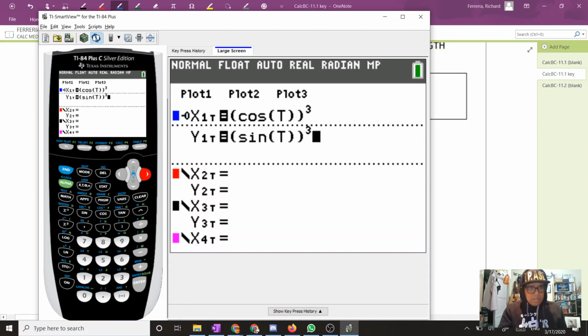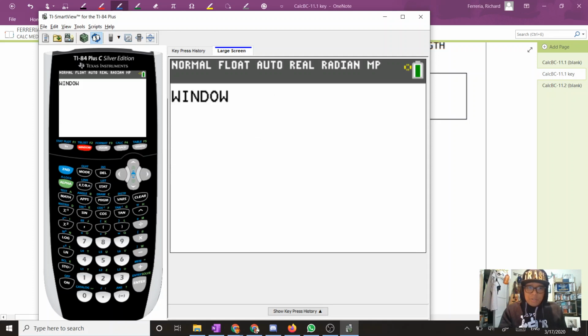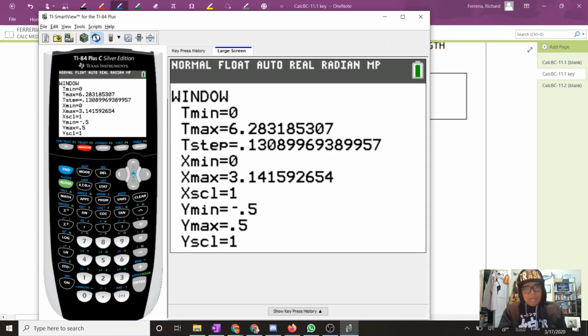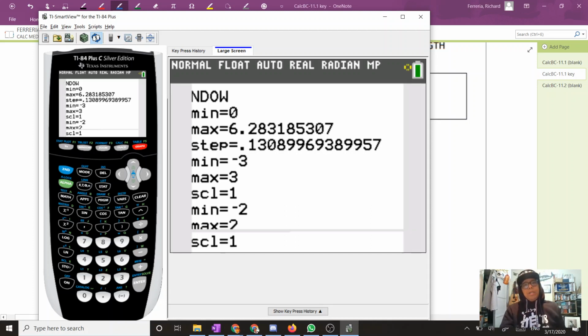And let's check out our window. 0 to 2 pi. X min, I think I'm going to need to go further down than that. Let's make that -2. No, we had pretty good success with -3 to 3. And then our y min from -2 to 2. And let's just graph this asteroid. Take a note of the starting and ending places.